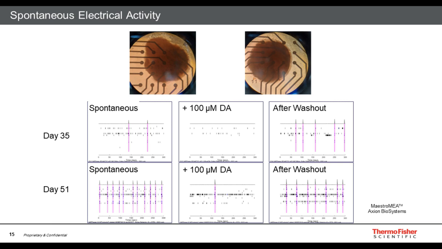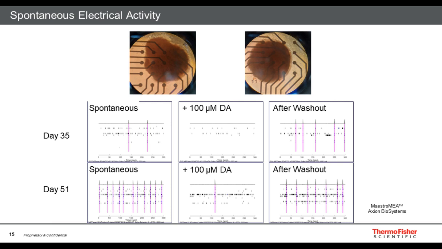Because dopaminergic neurons can reuptake their neurotransmitter via the dopamine transporter, adding excess dopamine to the medium temporarily silences activity. So here, addition of dopamine at 100 micromolar to the medium reduced electrical activity and silenced all of the coordinated bursts, indicating that dopaminergic neurons are responsible. Washout of the excess dopamine restored the network activity.